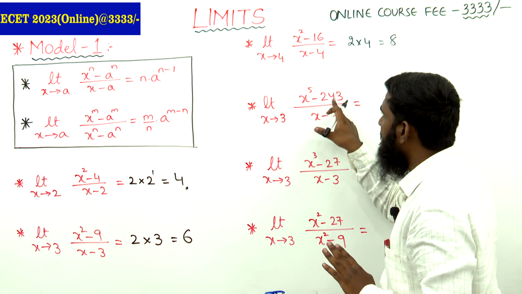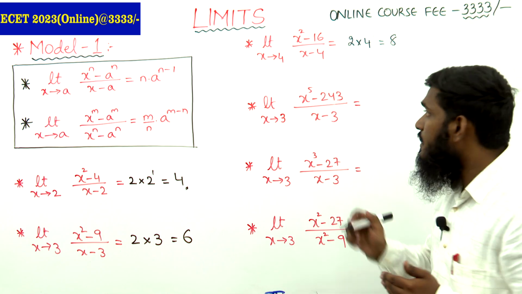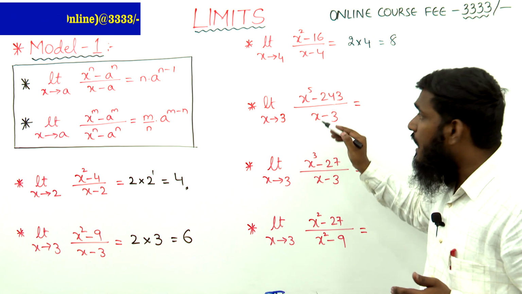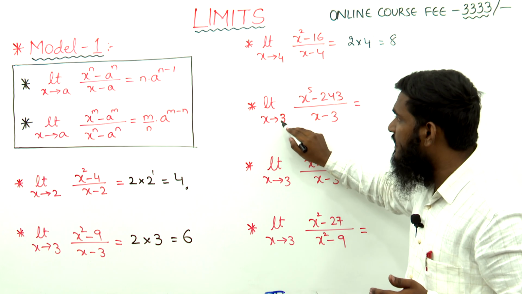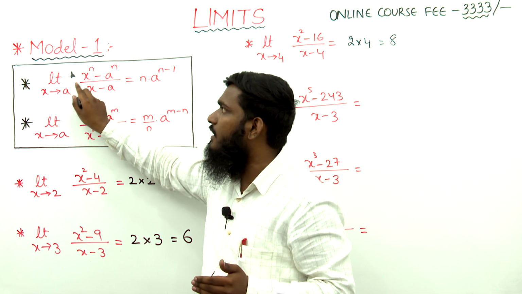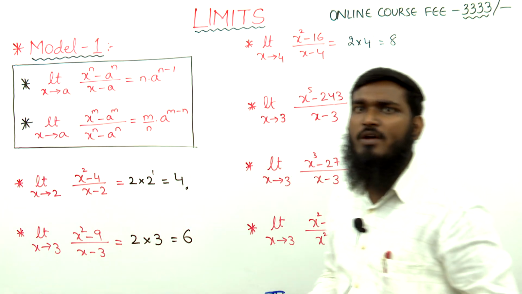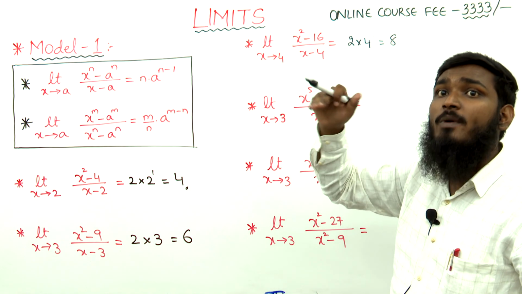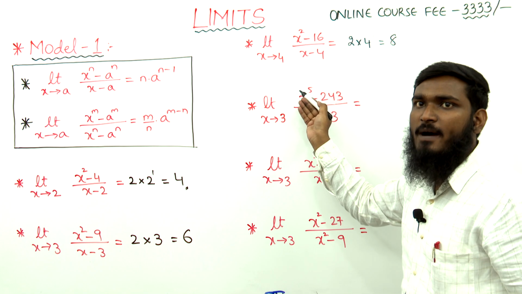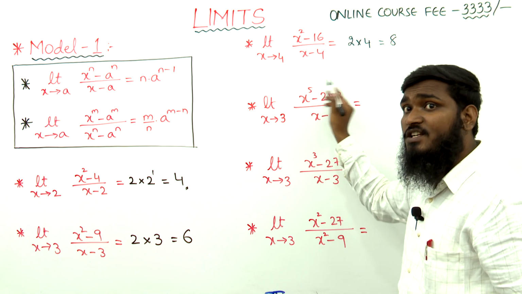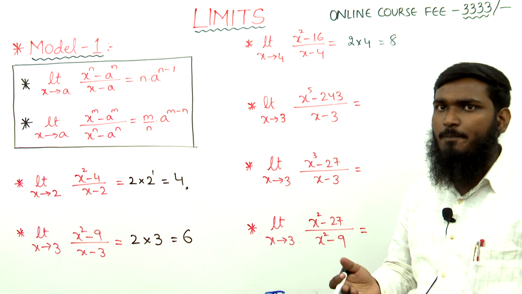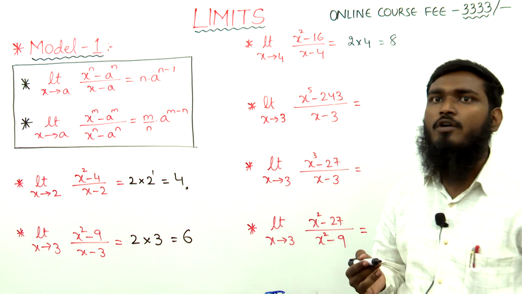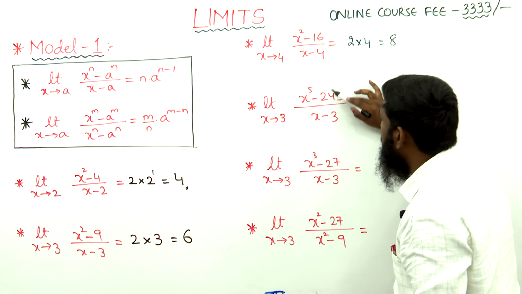How do we decide this part, 243? We have to make the powers the same, and the a value should be the same. We can decide the a value from either of these parts, because in the standard limit, x tends to a, the a value is directly given. So this part should be 3 power something. We take the power from the left part, because the powers should be the same. Let us cross check: 3 power 5 is equal to 243. Understood? So we write this part as 3 power 5.